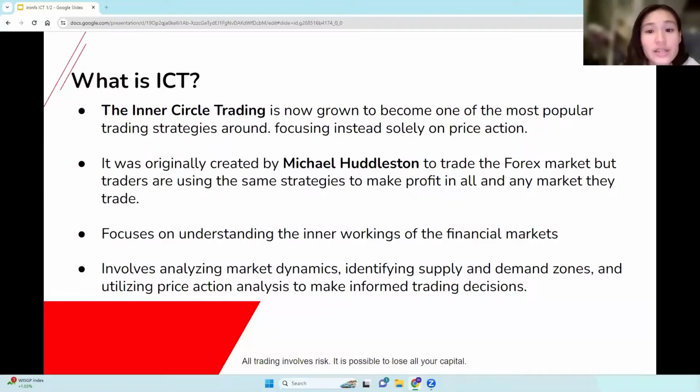ICT, or inner circle trading, is a trading methodology that focuses on understanding the inner workings of the financial markets. It involves analyzing market dynamics, identifying supply and demand zones, and utilizing price action analysis to make informed trading decisions. It has now grown to become one of the most popular trading strategies around, focusing solely on price action. It was originally created by Michael Huddleston to trade the Forex market, but currently traders are using the same strategies to make profit in any market that they trade.